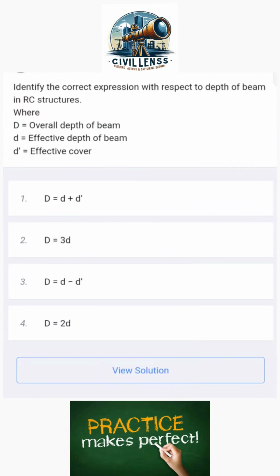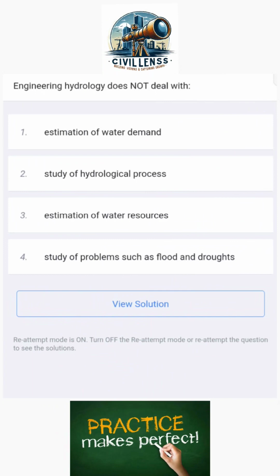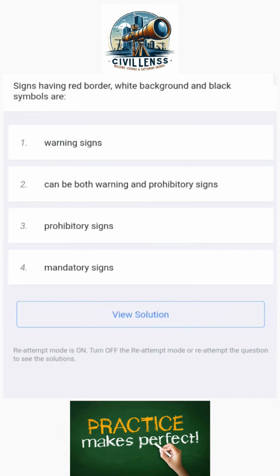Identify the correct statement with regard to the depth of beam in RC structure. Overall depth is equal to effective depth plus effective cover. Select the incorrect statement regarding biomedical waste segregated into red colored bins as per the Indian rules 1998. They may contain human anatomical wastes. Engineering hydrology does not deal with estimation of water demand, while estimation of water demand is dealt with in environmental engineering. Signs having red border with white background and black symbols can be both warning and prohibitory signs.